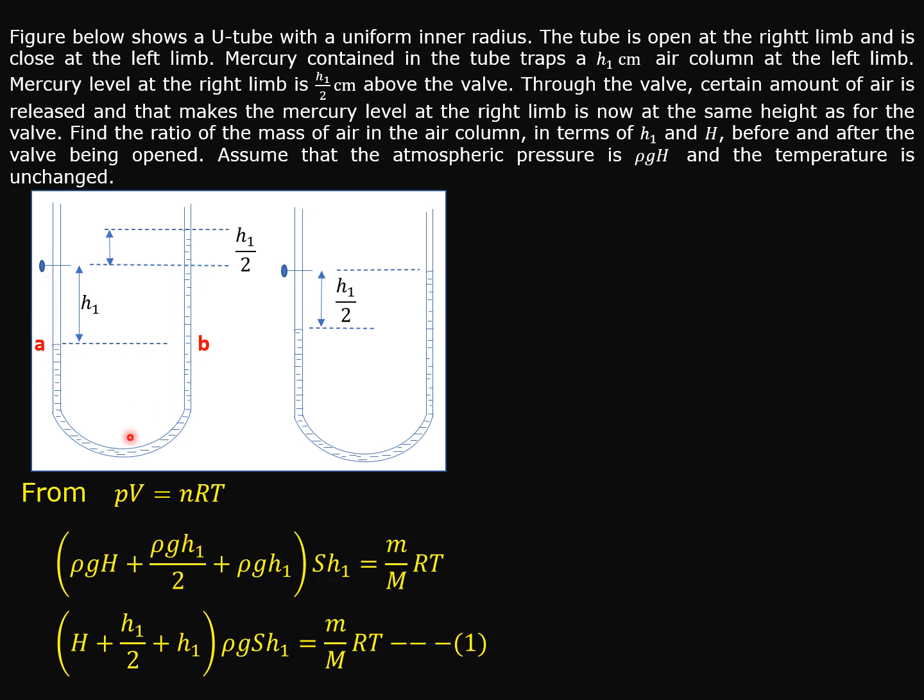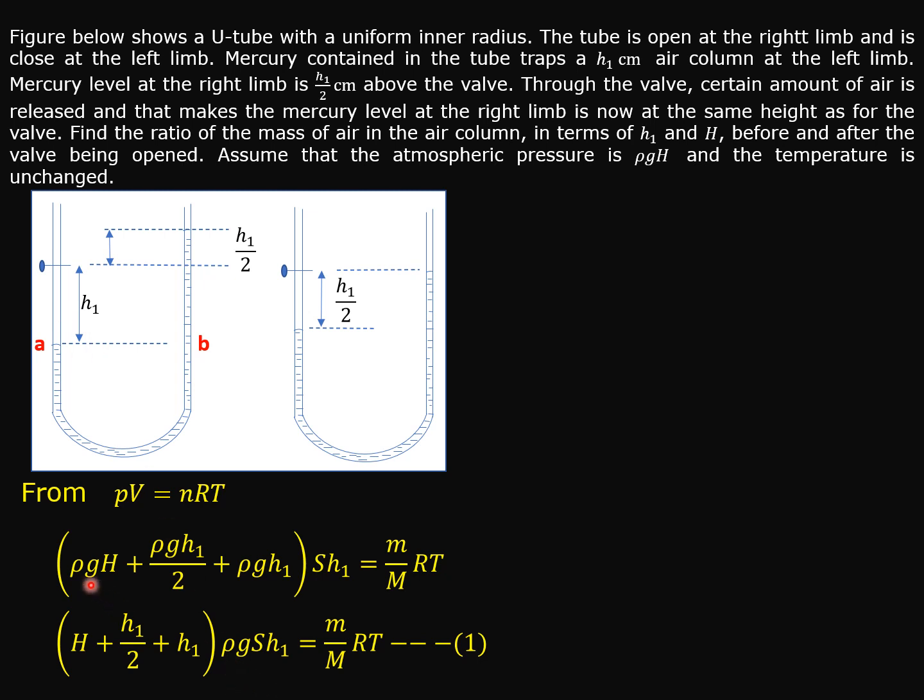And the V is the air column volume, which is equal to S times H1, where S is the cross-sectional area of the U-tube, and H1 is the length of this air column. N is equal to m over M. This N now changes to m over M. m is the mass of the air in the air column, M is the molar mass of the gas or the air in the air column, and R is the gas constant. T is the temperature in Kelvin of the gas.